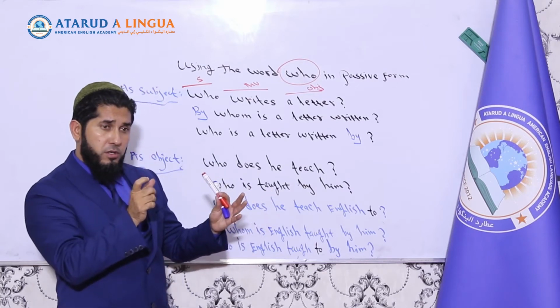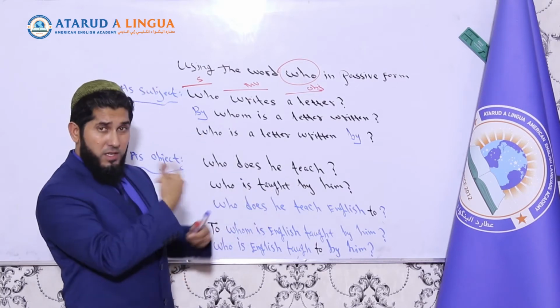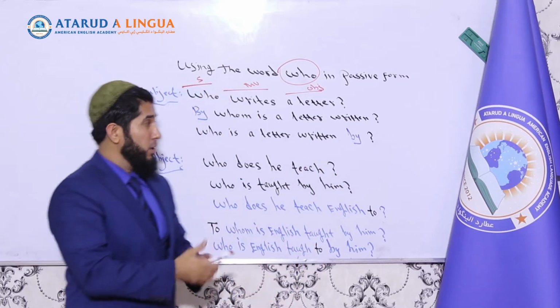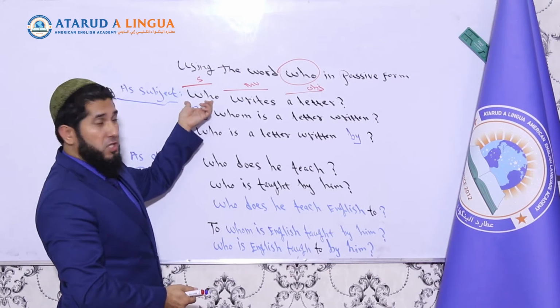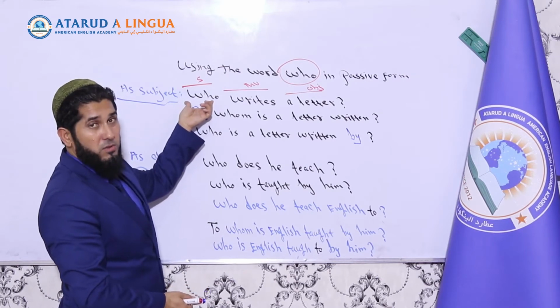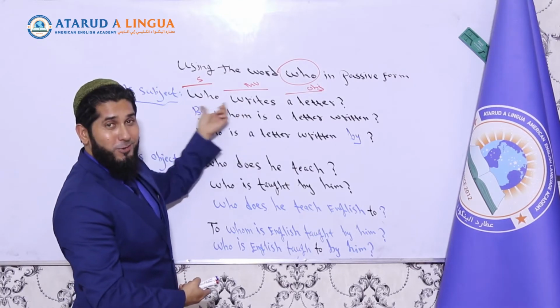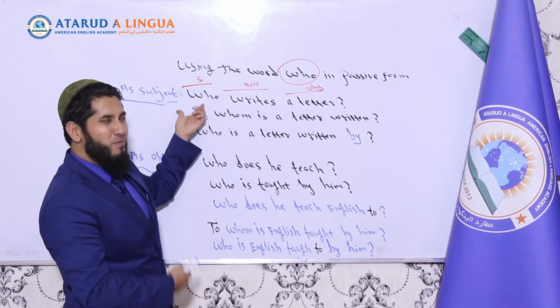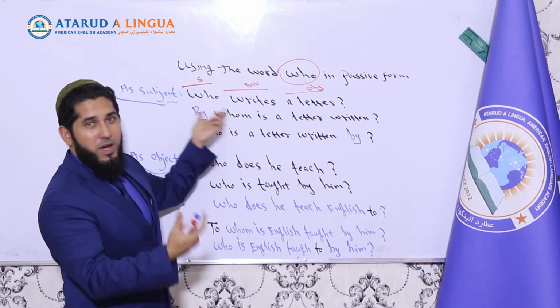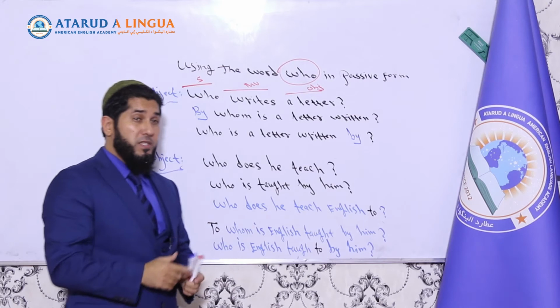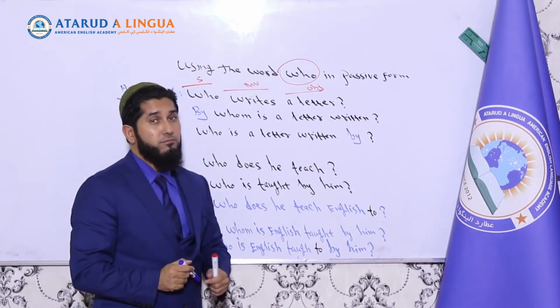Our question with who in this case is about the subject, about the doer of an action. So who writes a letter, and you may put just the name of the subject over here, that will be the answer for this question. Okay, he writes a letter or she writes a letter, or Mike writes a letter or Jamal writes a letter, okay? And when you change it to passive form, there are two ways.